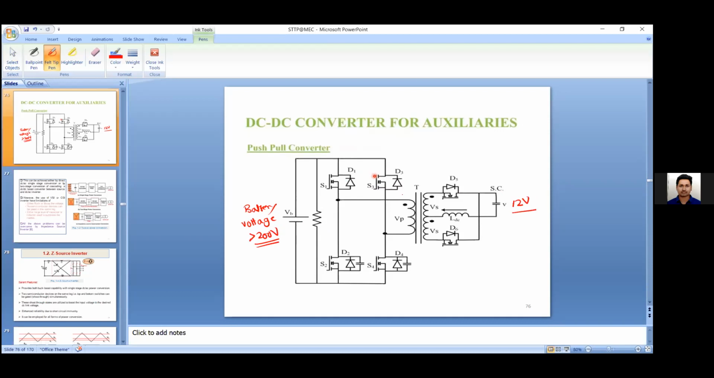As we have a transformer here, based on the turns ratio, by decreasing the turns ratio we can reduce the voltage accordingly. At this end we are getting AC. Again, by using some diodes, finally we get the DC voltage. So this is the push-pull converter, which is isolated basically. Isolated means that, as we are using a transformer, we call this an isolated DC to DC converter.